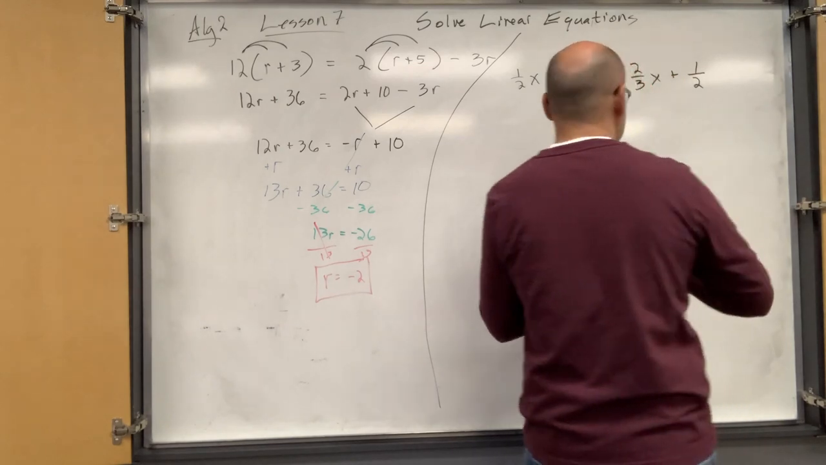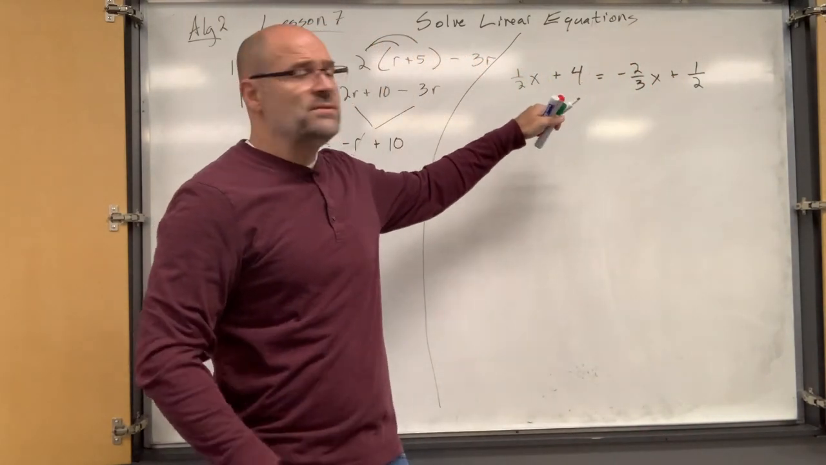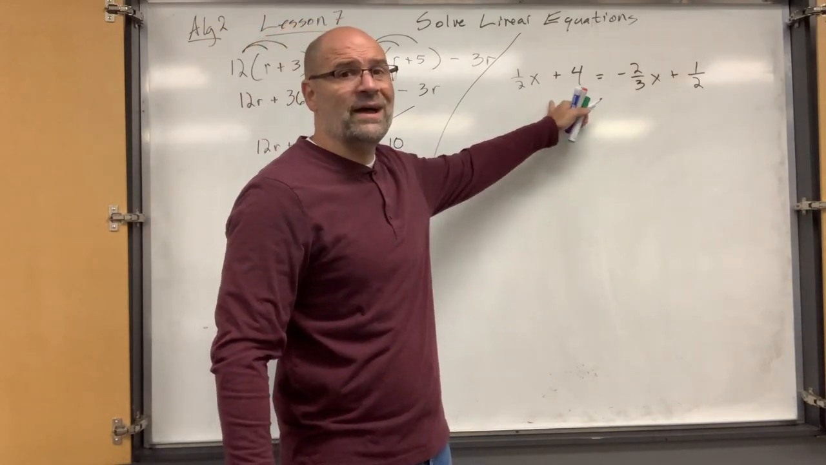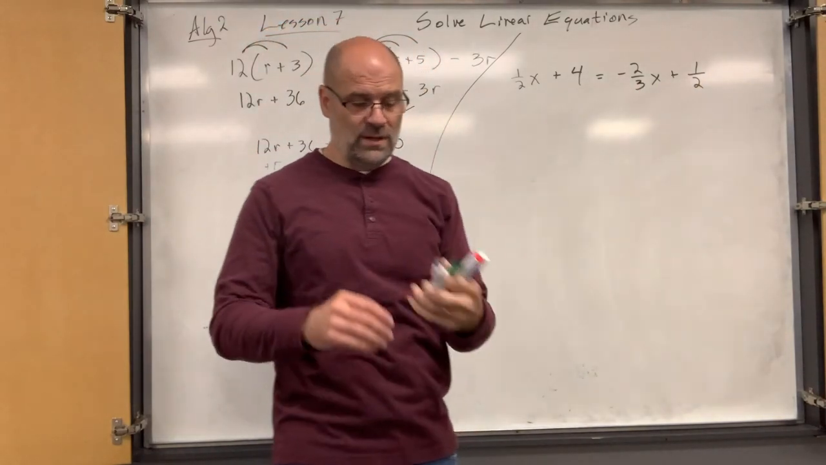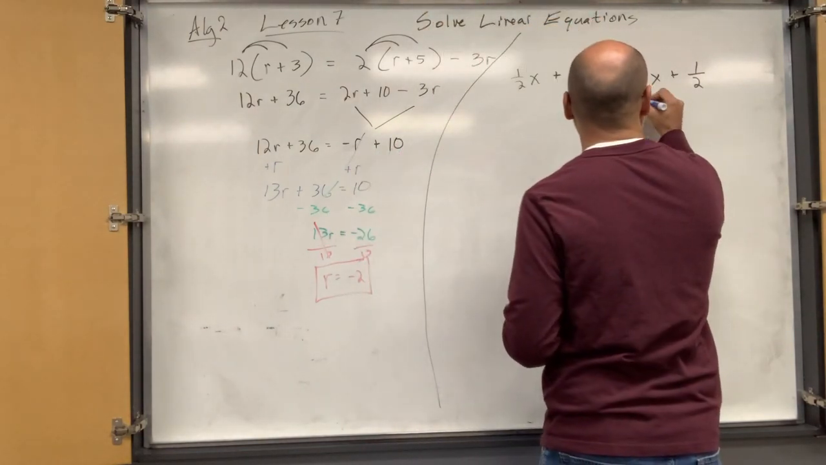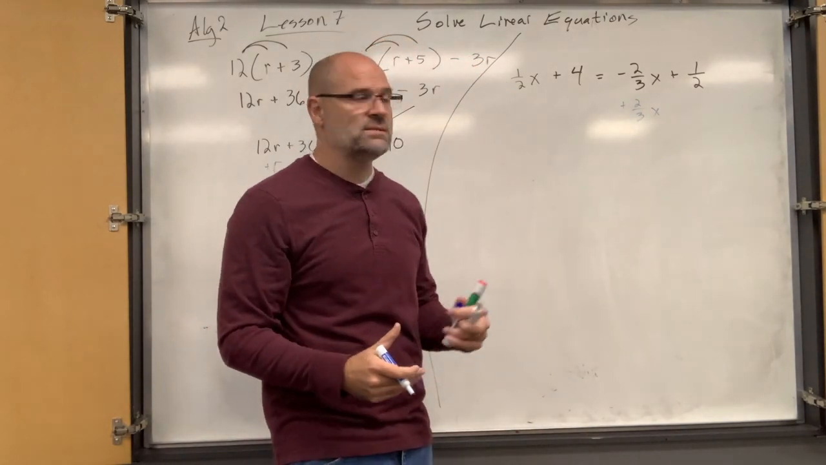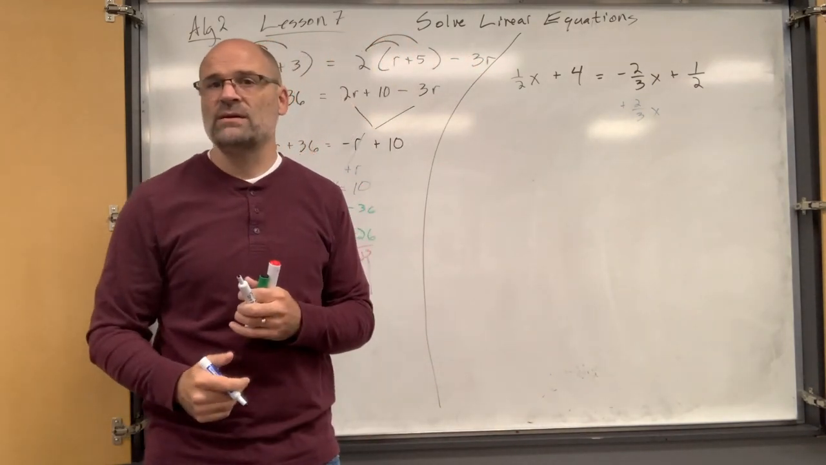So let's do it. So there's no simplifying, right? There's no parentheses, and there's no like terms on the same side. So we're done with step one. So step two is get rid of the smaller variable term. So can you guys agree that negative 2/3 x is smaller than positive 1/2 x?